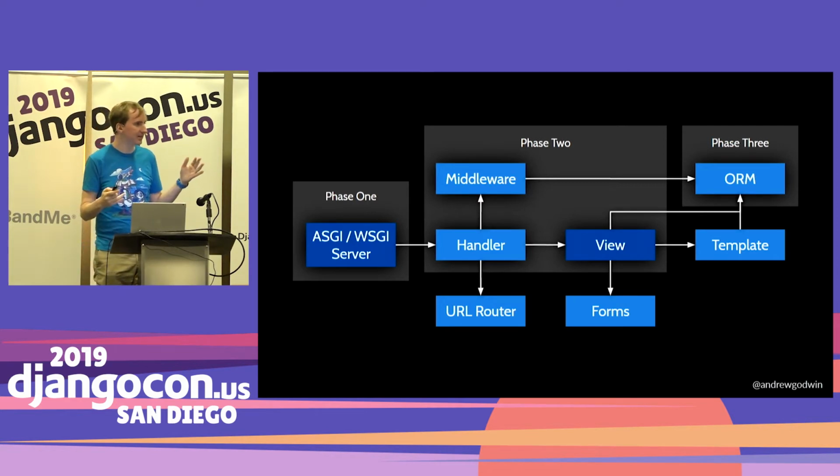The first one is having support for talking not just WSGI, but a different back-end protocol, ASGI. Phase 2 is making that core part of the request path, the handler, the middleware, and the views, all async capable. And the third phase is taking the ORM, the thing I mentioned at the top of this talk that's probably the best use of async, where you get the most efficiency, and making that async as well.